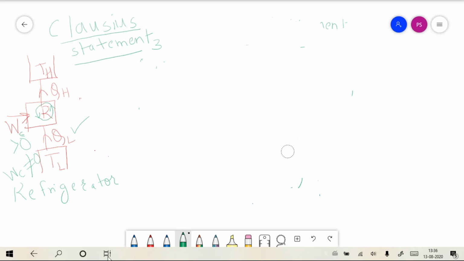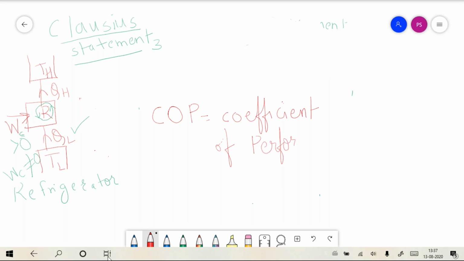So let me rub this first. Now what I'm going to tell you is how do you capture the performance of this. Okay, so the performance of this machine, a refrigerator, is captured by a parameter called, please note, COP. C stands for coefficient, O stands for of, and P stands for performance.